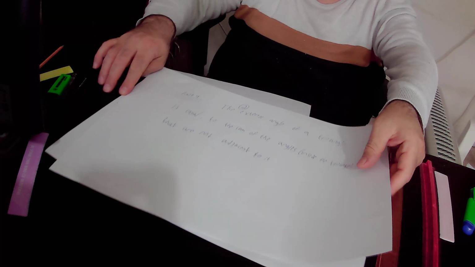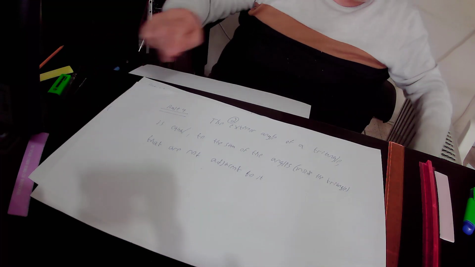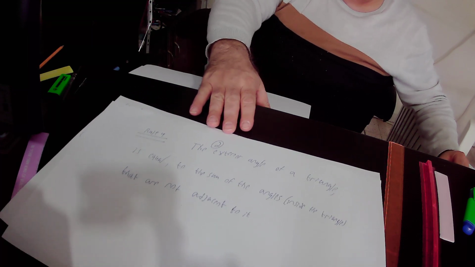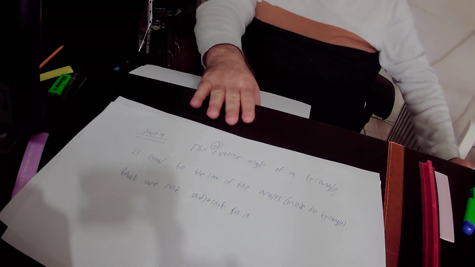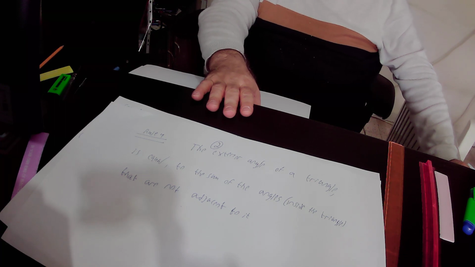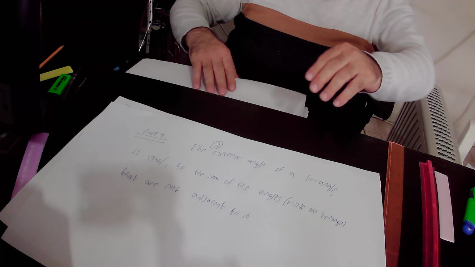Then I presented to you rule number 4. According to rule number 4, the exterior angle of a triangle is equal to the sum of the angles inside the triangle that are not adjacent to it. What is the meaning of rule number 4?